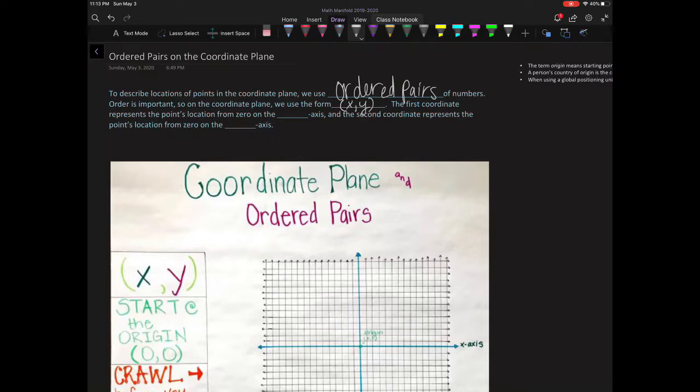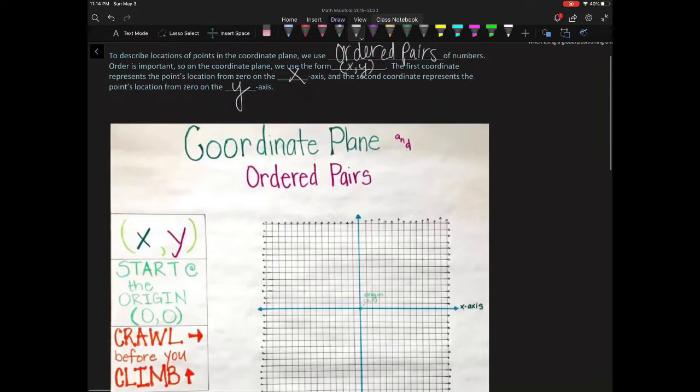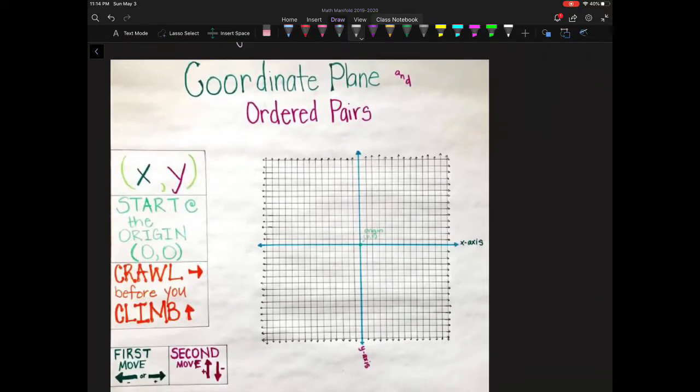So the first coordinate represents the point's location from 0 on the x-axis. Just like a number line, we have 0, and if I were to go to the right, it would be positive, and to the left would be negative. And the second coordinate represents the point's location from 0 on the y-axis. So it's a vertical number line starting at 0. Above would be positive, and beneath or below would be negative. And this is where you can think of like a thermometer or sea level. Going above sea level would be positive, below sea level would be negative. So when we write our ordered pairs, we follow the x, comma, y.